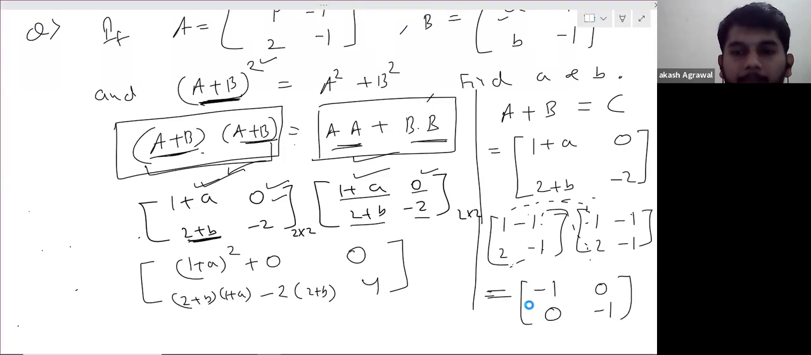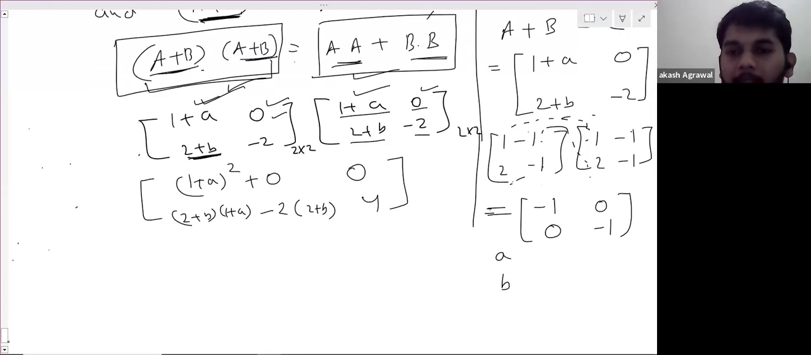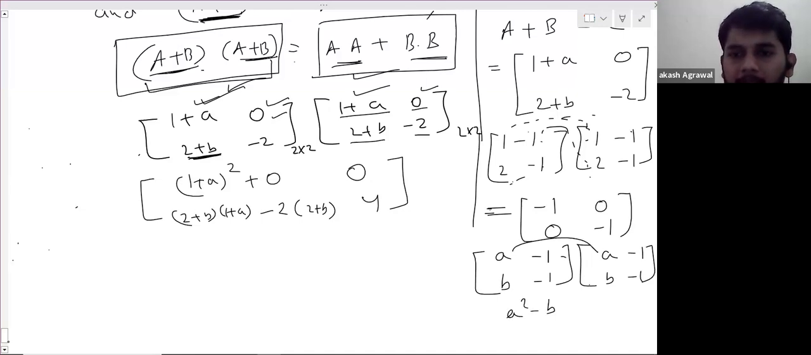Okay. Now B into B. B matrix was A, B, and minus 1, minus 1, I guess. A minus 1, B minus 1. So A square and minus B. Minus A plus 1. Yes or no? Deborah? Yes, sir. And AB minus B. AB minus B. And minus B plus 1. Okay? Got it? Yes, sir.